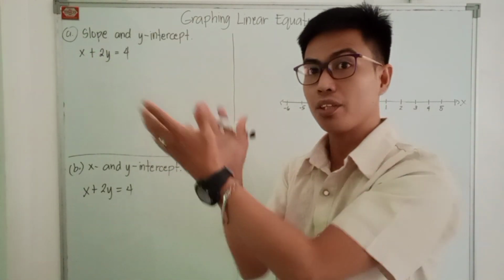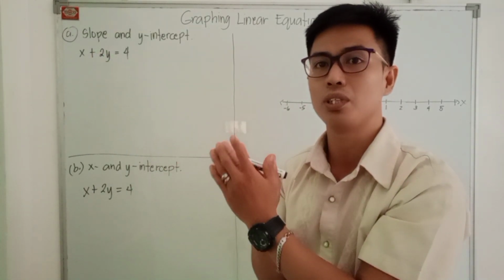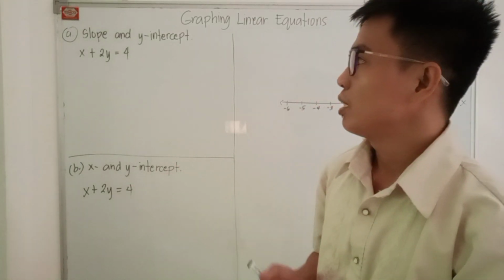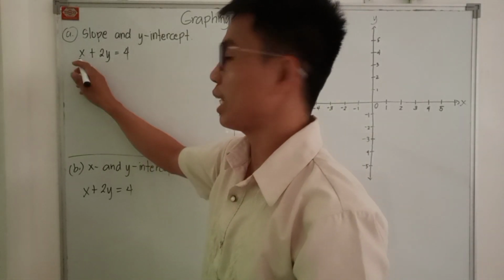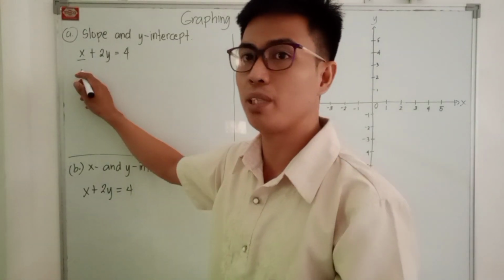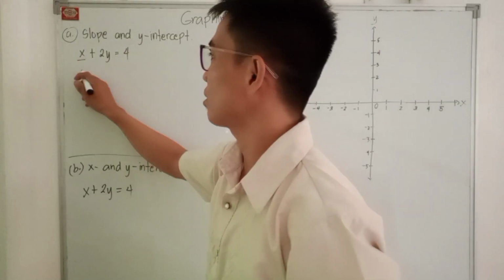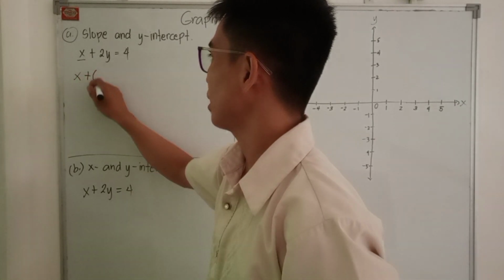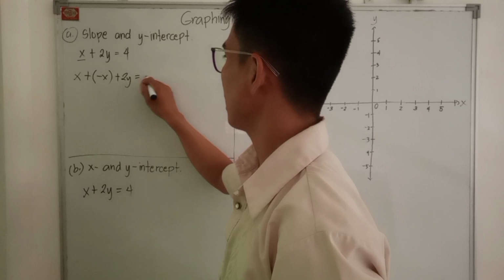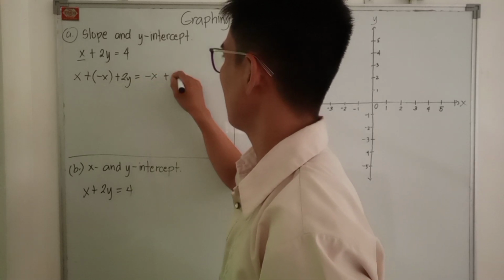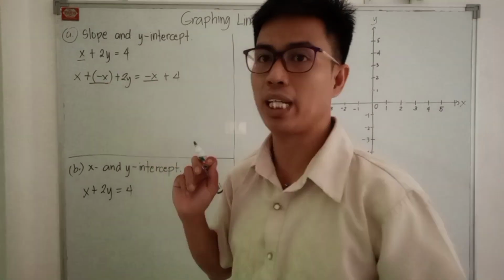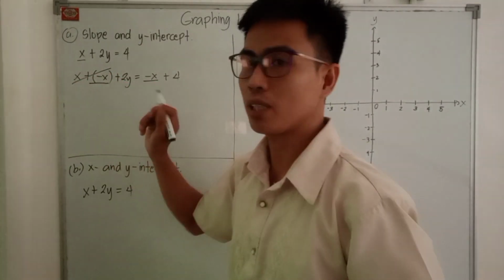If the given is in standard form, we're going to transform it into the slope-intercept form, which is y equals mx plus b. So, transforming the given equation, kailangan natin ilipat yung x dito sa kabilang side. So, we're going to add the additive inverse of x both sides. So, that is x plus negative x plus 2y equals negative x plus 4. Again, yung inadd natin dito na inverse is inadd din natin dito sa kabila. So, cancel na yung x plus negative x.